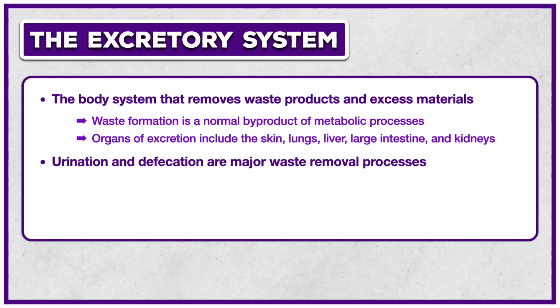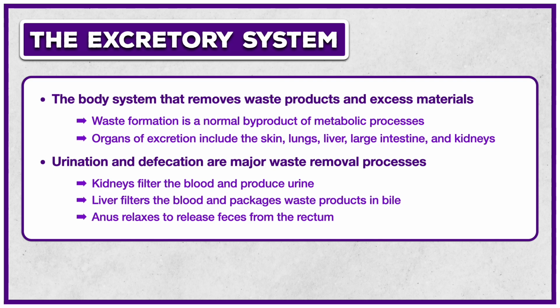Urination and defecation are major waste removal processes and require the normal function of several organs. The kidneys filter the blood and produce urine. The liver filters the blood and packages waste products in bile, which we saw gets released into the small intestine. And the anus relaxes to release feces from the rectum.